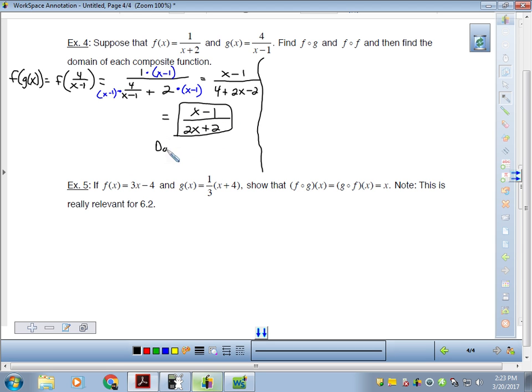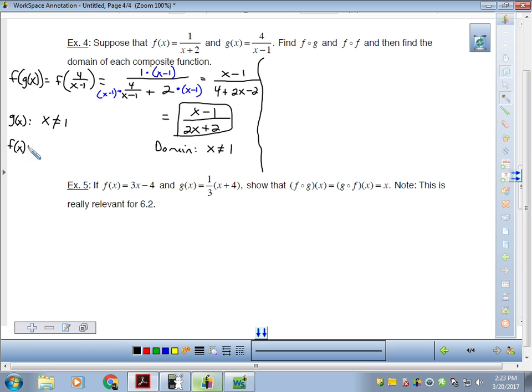Now we want to find the domain. So first off, we're going to look at restrictions for g. So look at this one. What can g not equal? Well, x can't be 1 there, because if it's 1, we get 0 on bottom. So that is a restriction on our composite. The x cannot equal 1.